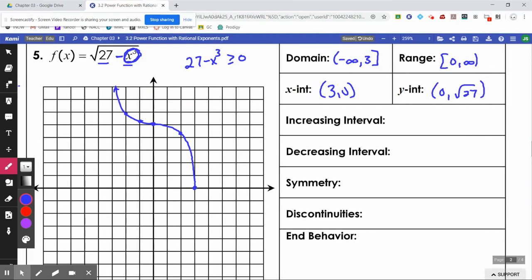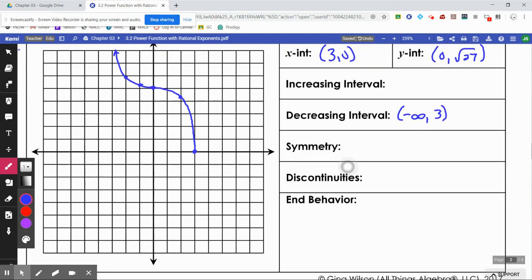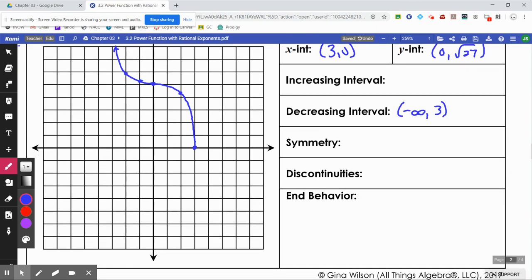Increasing interval, it never increases, it's constantly decreasing, and it decreases from negative infinity up to the end of the graph, which is located at 3. And again, that's always x values. It has no symmetry, it has no discontinuity. And end behaviors, we'll do as x approaches negative infinity first. So as you go to the left on your graph, your y goes up forever. And then as you approach 3, that's the other end of your graph. As you approach 3, your y value approaches 0.